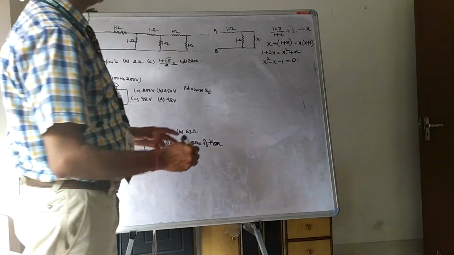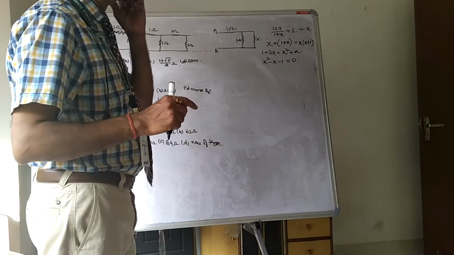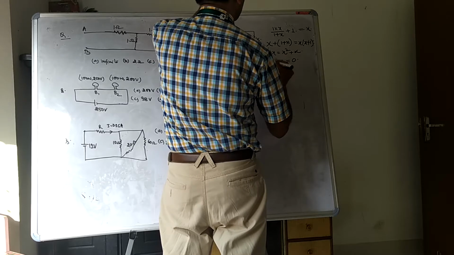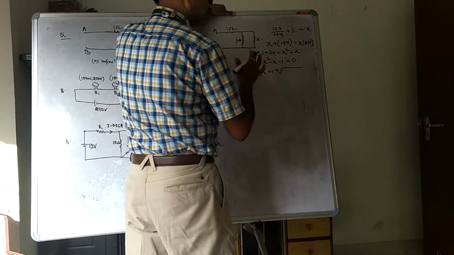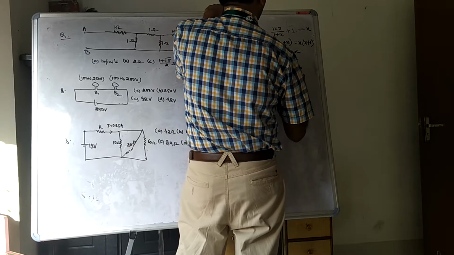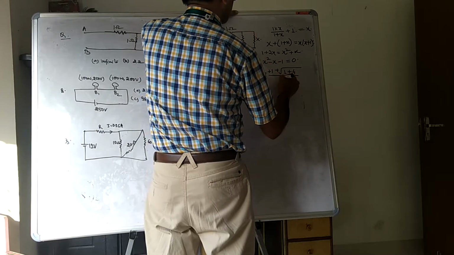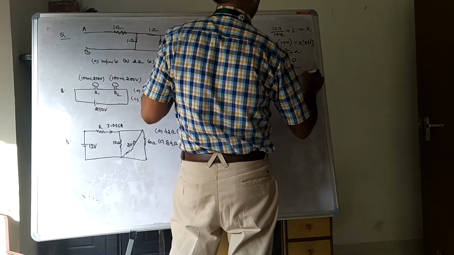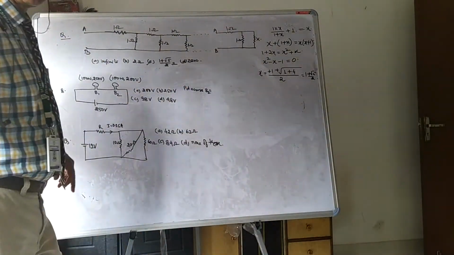Now let us find the value. We know the roots are minus b plus minus root over b square minus 4ac, divided by 2a. So the value of X will be minus b, so this will be plus 1. We will not take the minus sign because the resistance cannot be negative. b square minus 4ac is 1 plus 4. So the answer is 1 plus root 5 by 2. So this is the answer.